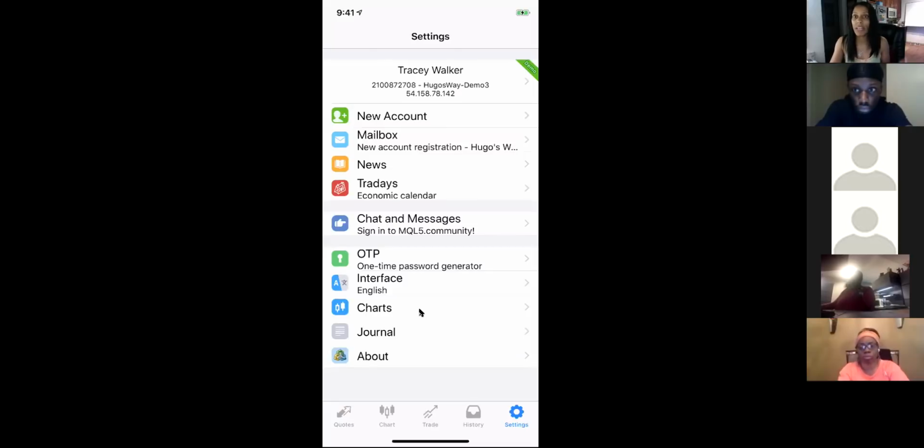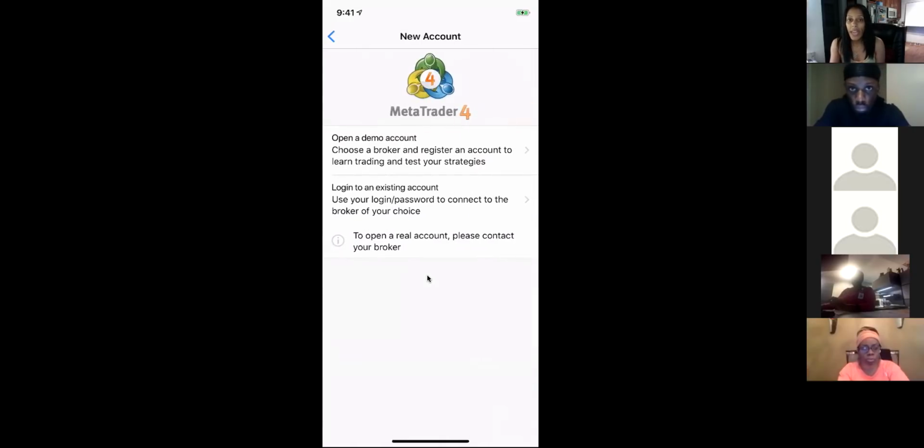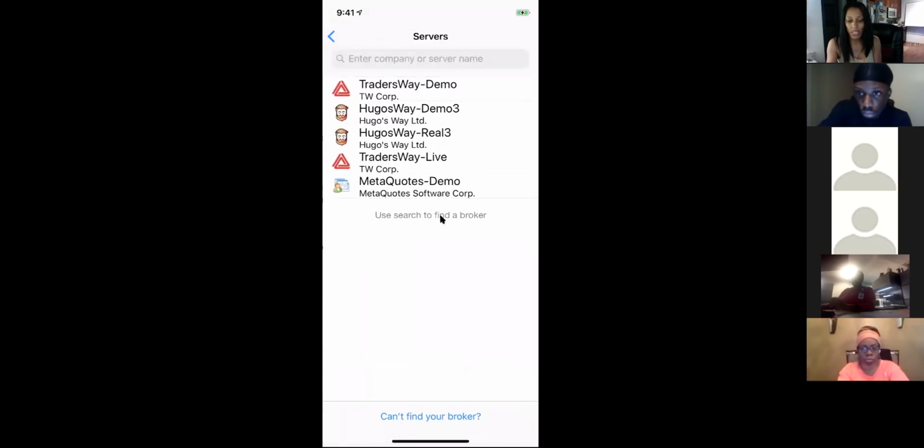Is there anybody who does not have that? If you do not have your brokerage account attached to your MT4, you're going to have to come here to where it says new account. When you're on the settings tab, you would click on new account. And when you click on new account, whoever your broker is, it doesn't matter to me, you want to log into an existing account, which is here.